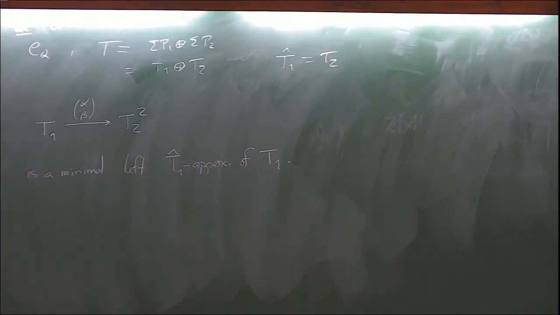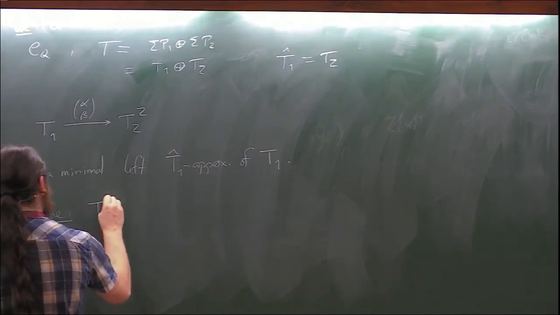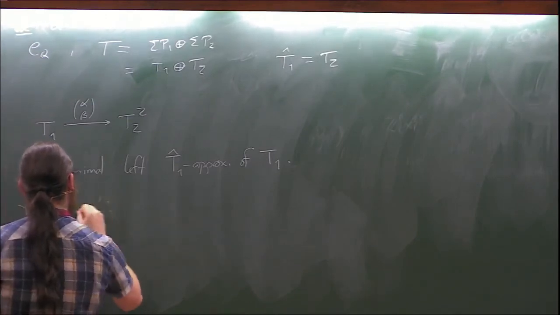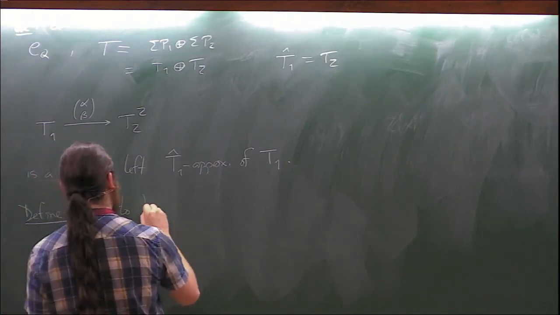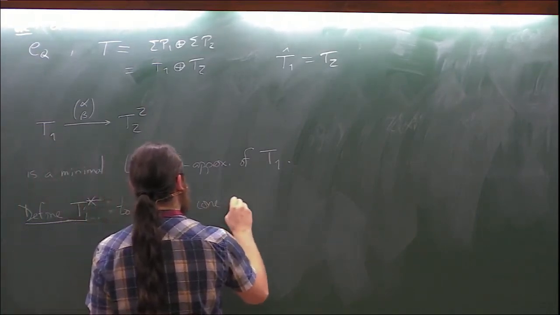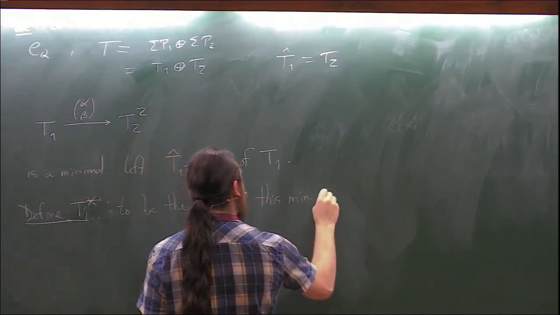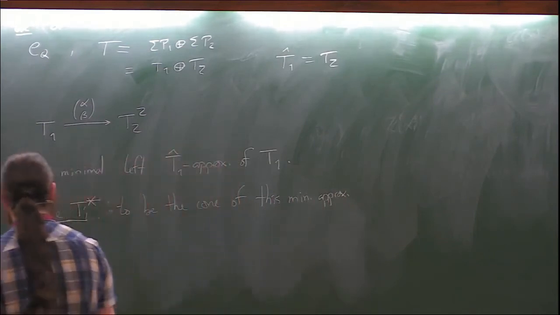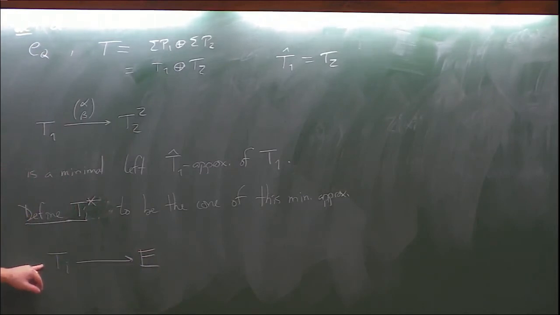Now, once you have it, I'm going to define Ti star to be the cone of this minimal approximation. So recall that in a triangulated category, if I hand you any morphism, you can complete this into a triangle.